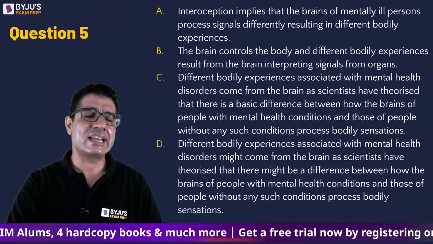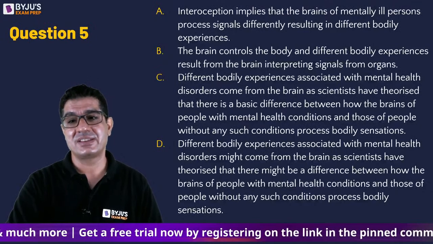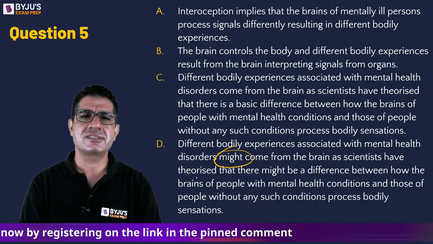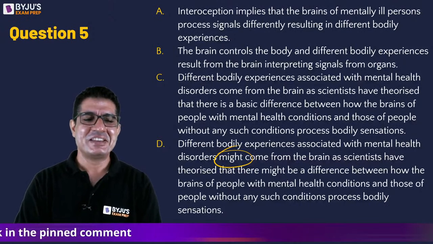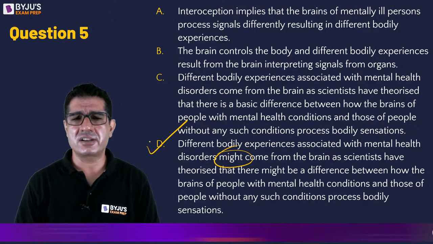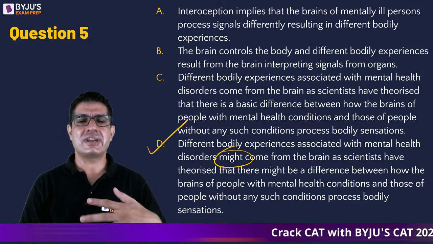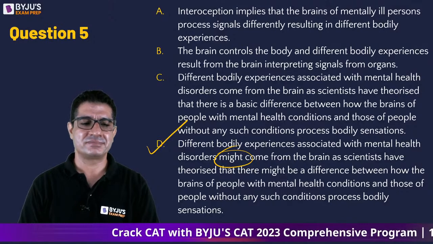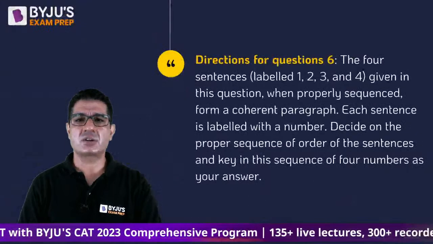Now if you look at A, B and C, all of them have phrased it as a fact. D is the only one that tells you that it is a theory. It's being theorized, it's a hypothesis, and that is why D. So in the end, when I looked at this carefully, it turned out to be easy for me to eliminate A, B and C and zero down on D. Okay, so that's fifth. Here are the directions for your next question.